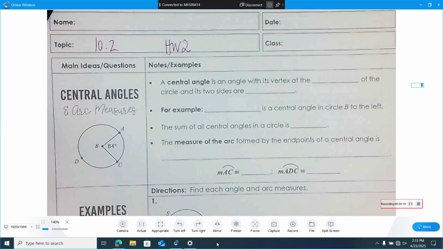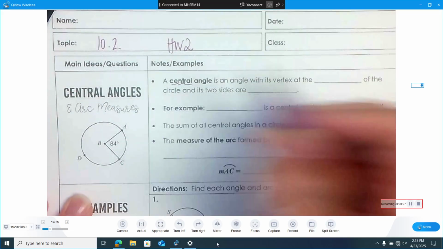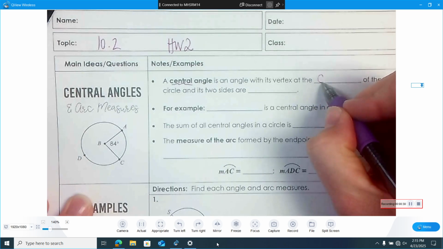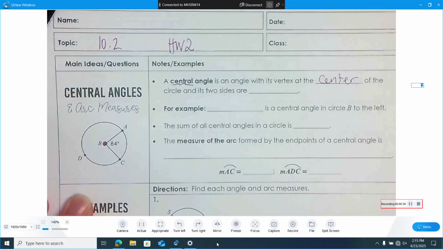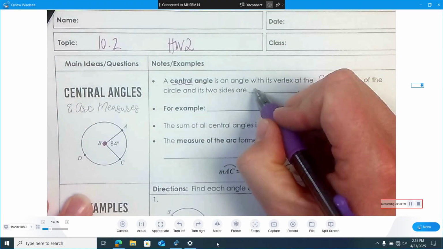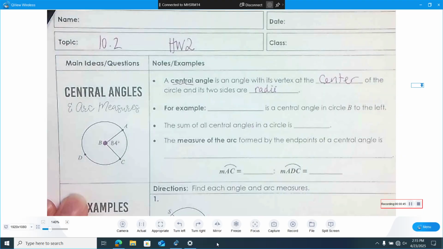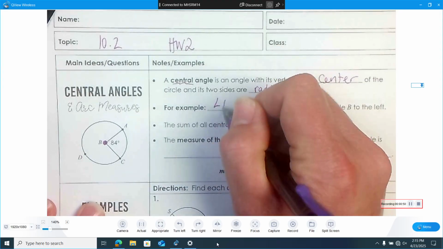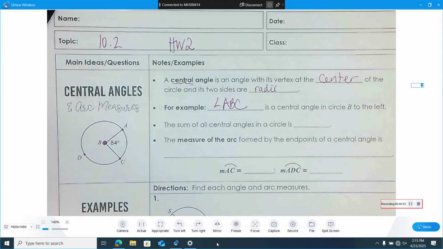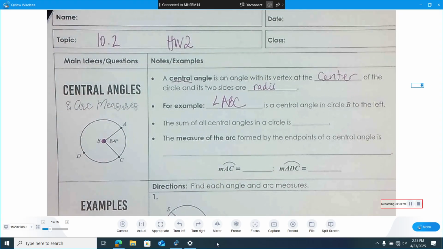So today is pretty easy. It's just puzzle solving, essentially. And we're going to talk about central angles today. A central angle, as the name implies, is an angle with its vertex at the center of the circle. So there's our vertex at the center of circle B, and its two sides are radii, as in BA is a radius of the circle. For example, angle ABC is a central angle in circle B to the left.